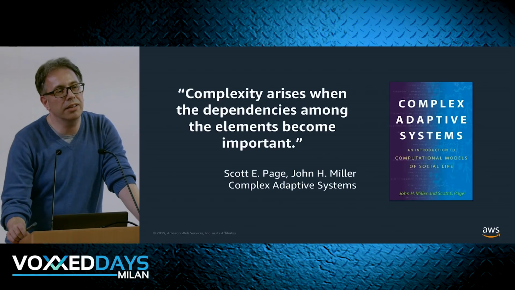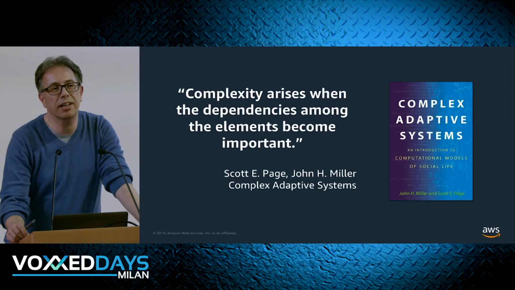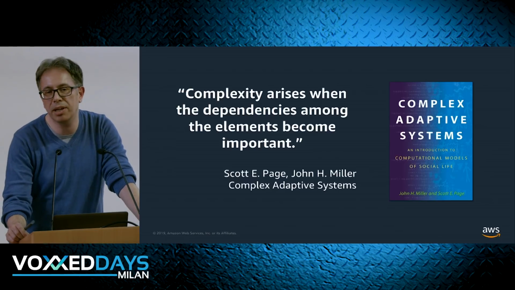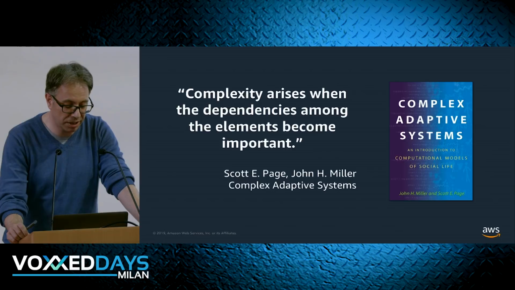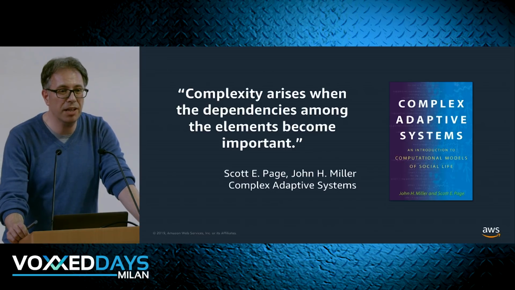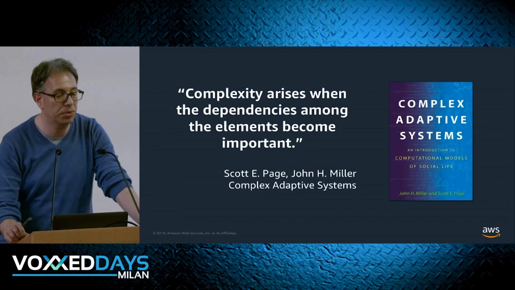So complexity is now a science, and in the last probably 20, 30 years has been studied across different fields such as mathematics, physics, biology, social science. And what we saw, and this book is really interesting in that perspective, is that things become complex when there are dependencies among the items that compose this thing.